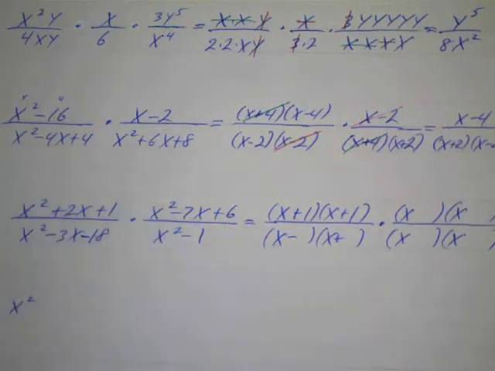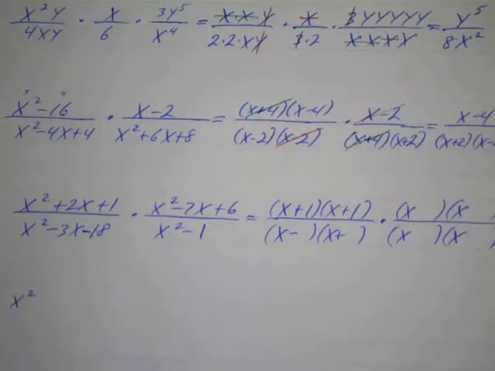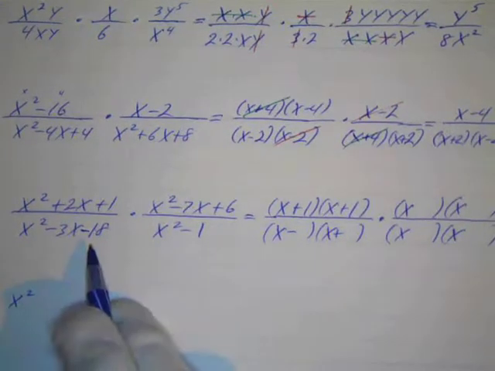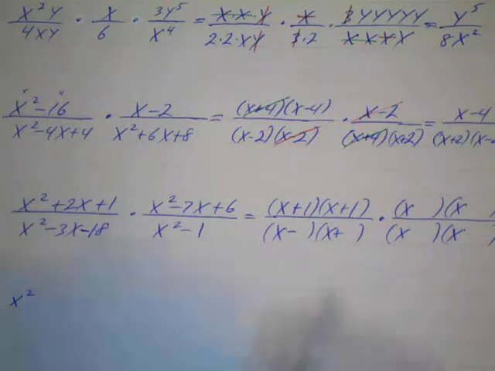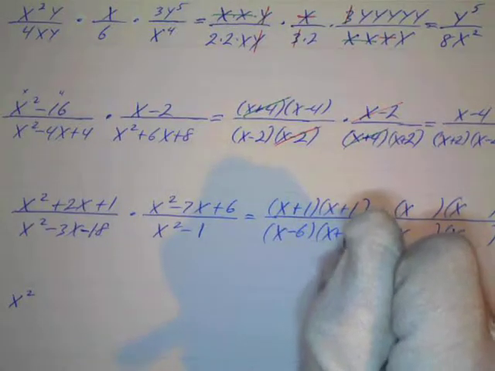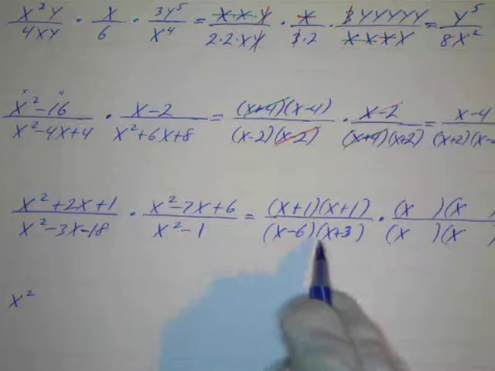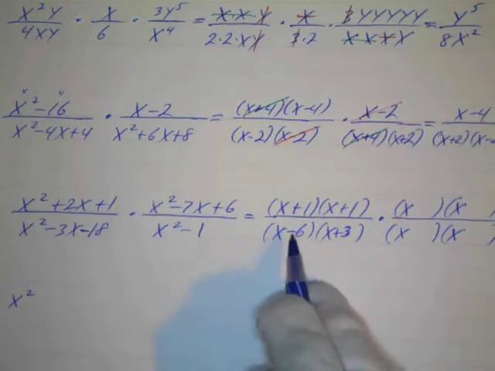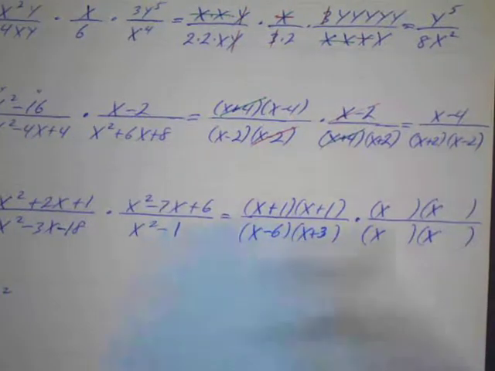You don't necessarily have to be able to factor, but these I set up so you can factor. So multiply to give 18 and differ by 3, so that'd be 6 and 3. And you always check these. Negative 6x plus 3x is negative 3x, and negative 6 times positive 3 is negative 18. So that's okay.